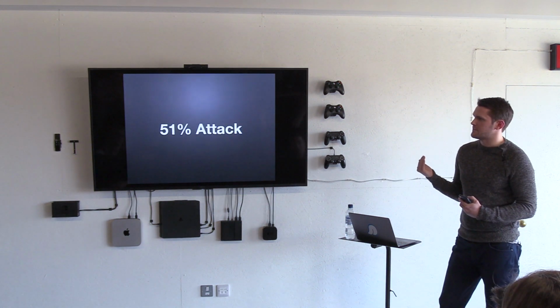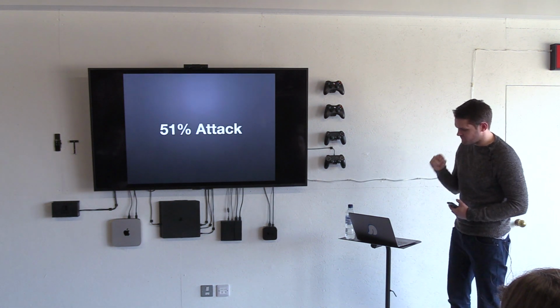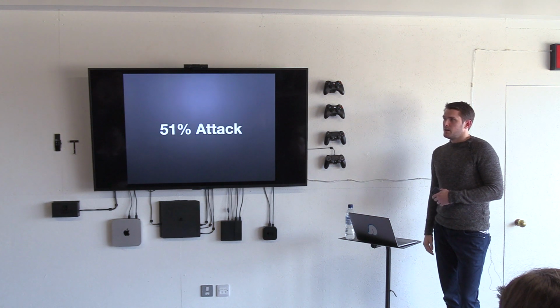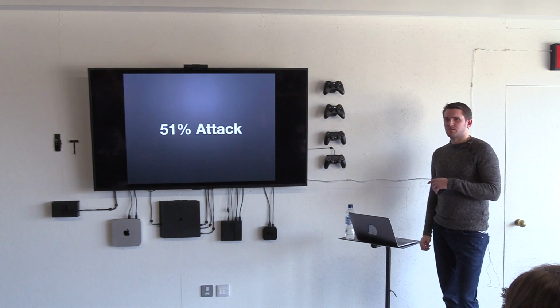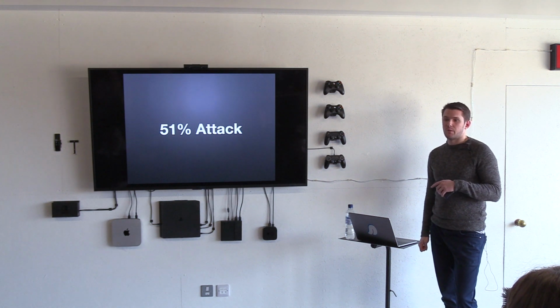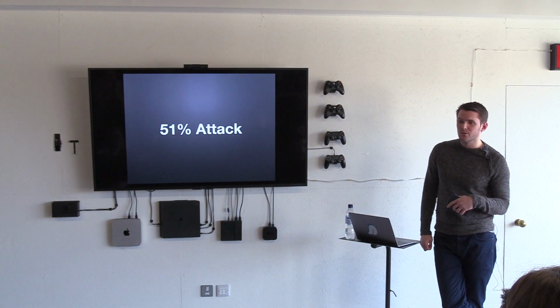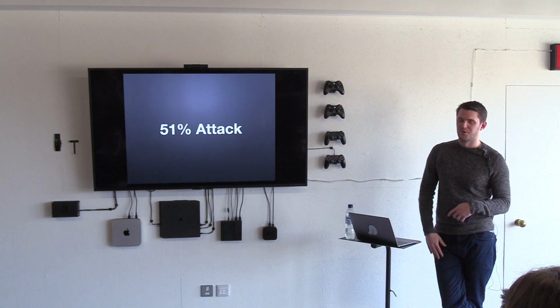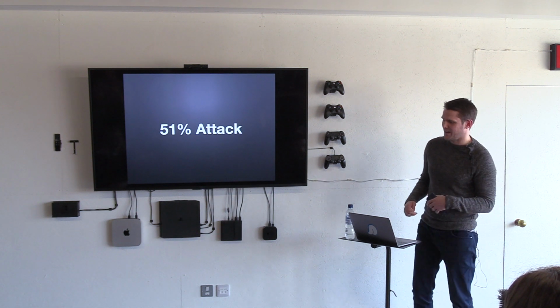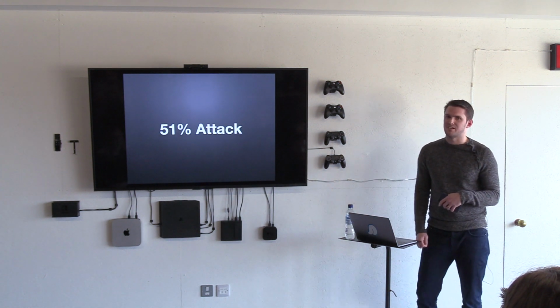And that's a real thing, and that's a big thing. That's called a 51% attack. It's a real concern. It's never happened to Bitcoin, but it has happened to other cryptocurrencies. It's happened to Bitcoin Gold, which is a fork of Bitcoin, and it has happened to Ethereum Classic.